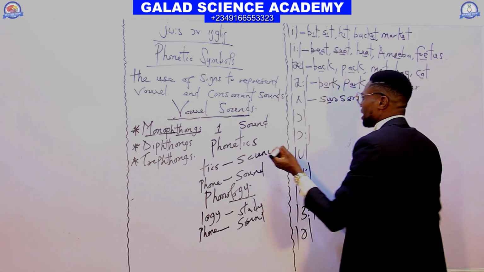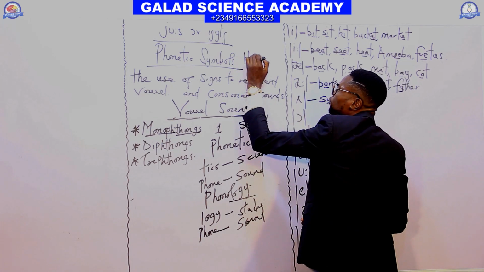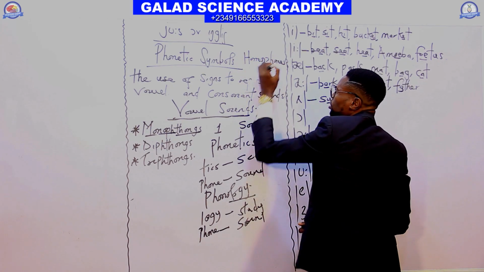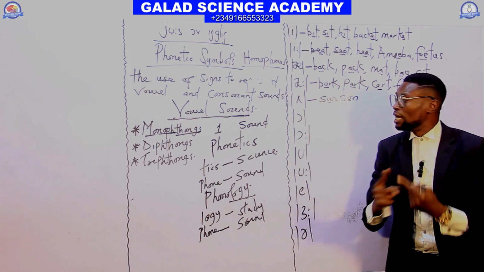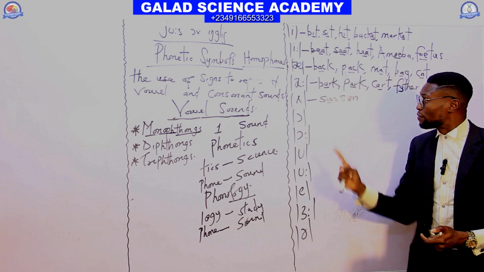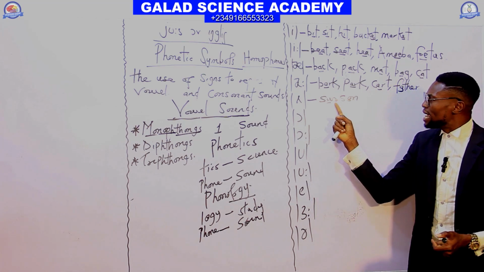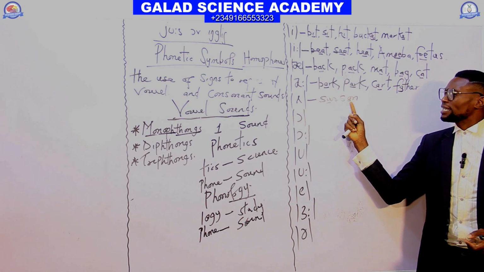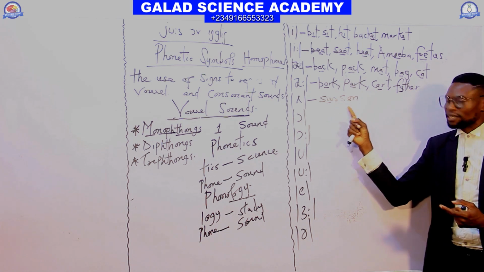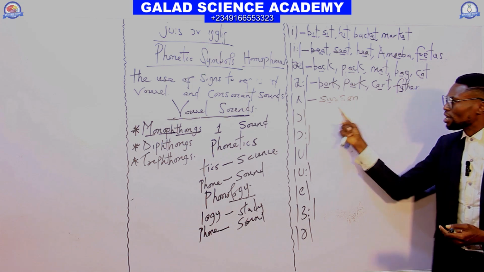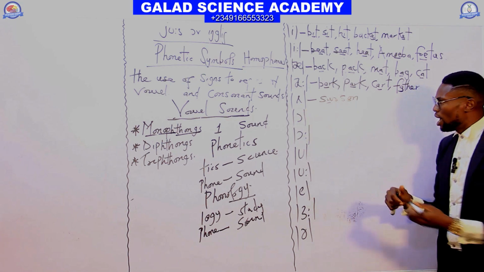In English, there is something we call homophones. What are homophones? Homophones are words with the same pronunciation, different spellings, and different meanings. Like we have here, sun, son. The sun is shining. I'm the first son of my father. So this is under this sound R.